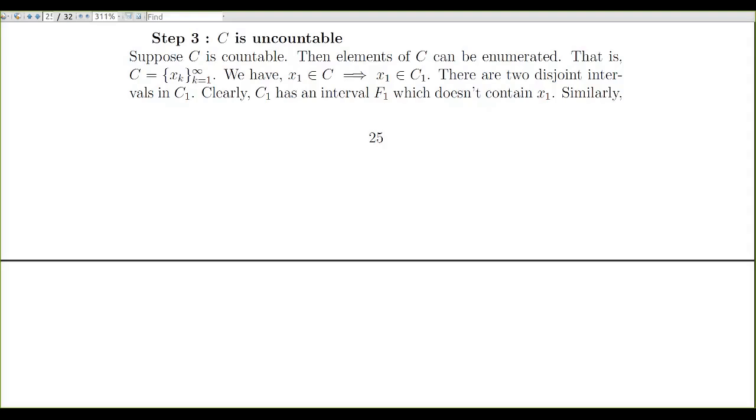We already considered F1, right? So in C2 there are 2 intervals which are already there in F1. We divide F1 into 3 parts and remove the middle. Then we get 2 intervals in C2, 2 intervals in C2 which are contained in F1.